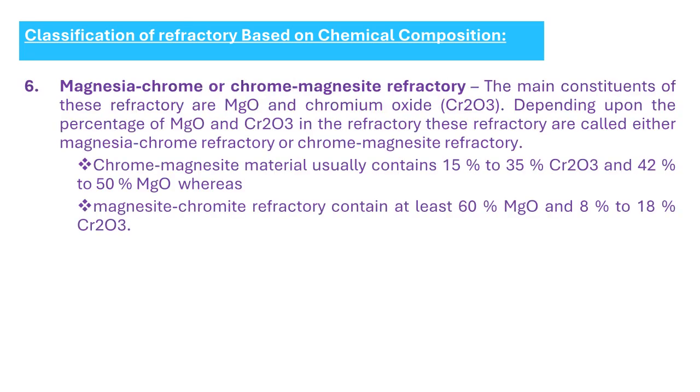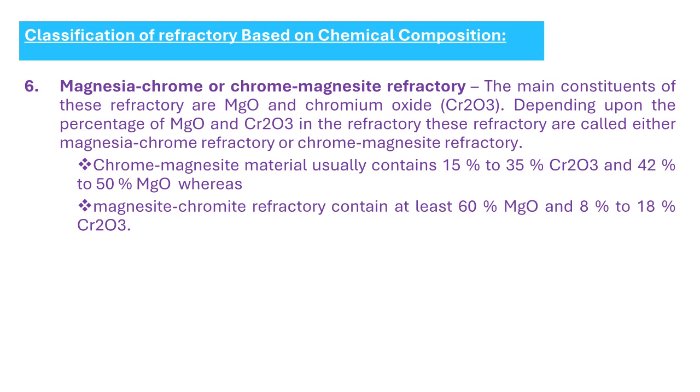Now let's look at chromagnesite and magnesite chromite refractories. These materials combine magnesium oxide, MgO, with chromium oxide, Cr2O3, giving them unique properties for high-stress applications. In chromagnesite refractories, the composition typically includes 15 to 35% chromia and 42 to 50% magnesia. In magnesite chromite refractories, the balance shifts. The material contains at least 60% magnesia and 8 to 18% chromia. The choice between the two depends on the specific application and performance requirements.